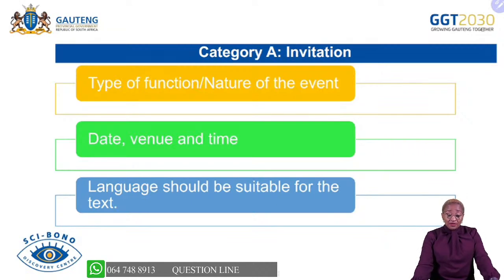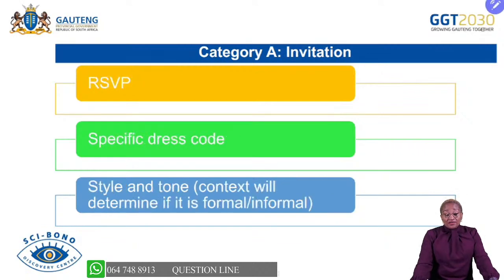That is also key. The language should be suitable for the text. I repeat that. The language should be suitable for the text. Remember what I said earlier, that the text will actually inform the language that you would use in your invite. Right. You also need to RSVP. You will be giving us the contact details of the person who needs to be contacted so as to confirm attendance. If there is any specific dress code that you would love people to adhere to, you need to clearly indicate that in your invite.